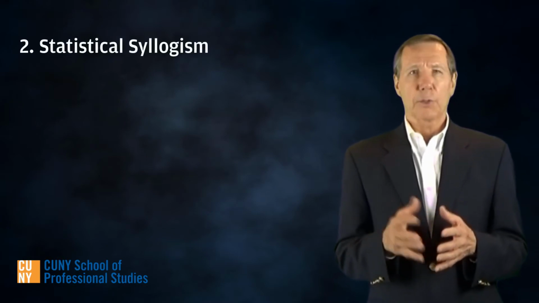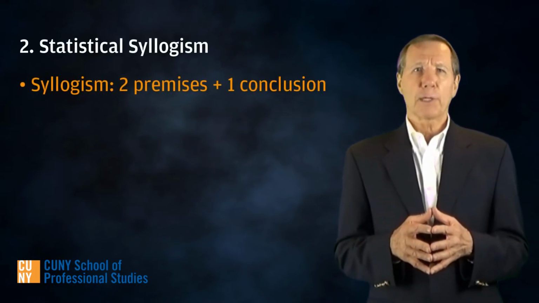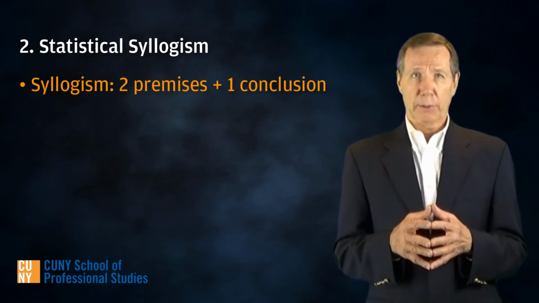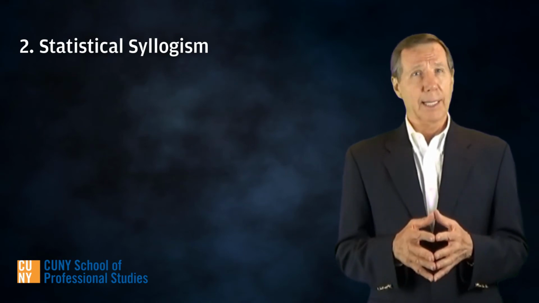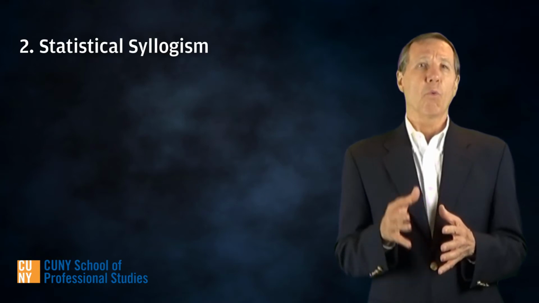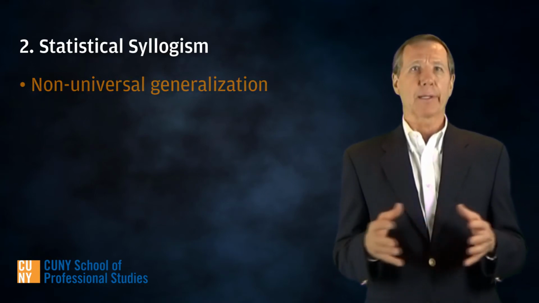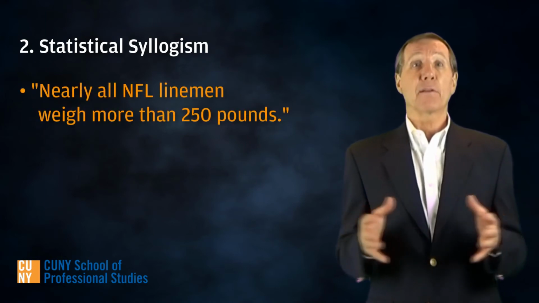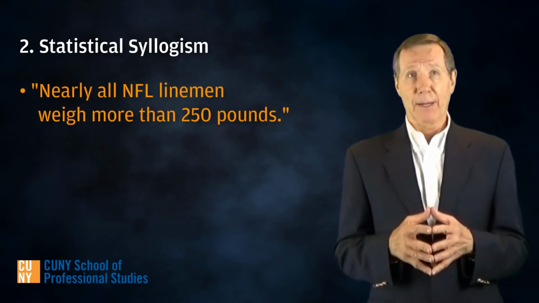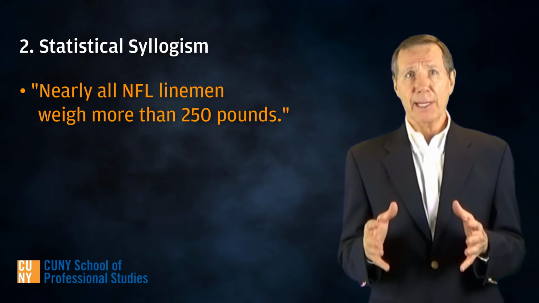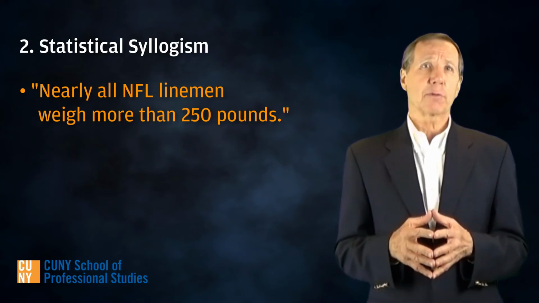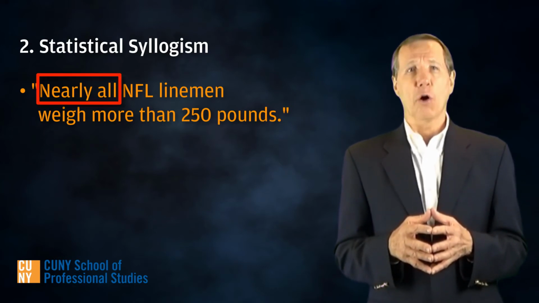The second pattern of inductive inference is often called statistical syllogism. You'll remember that a syllogism is a 3-line argument consisting of 2 premises and a conclusion. In a statistical syllogism, one of the premises contains a non-universal generalization, something like nearly all NFL linemen weigh more than 250 pounds. In this statement, the non-universal generalization is "nearly all."